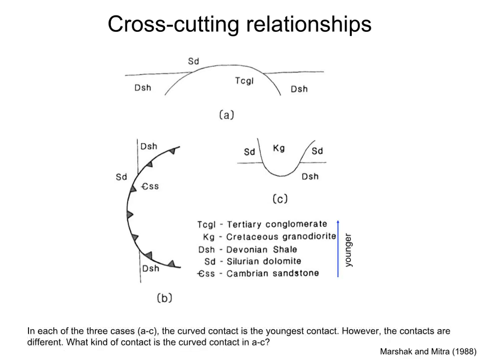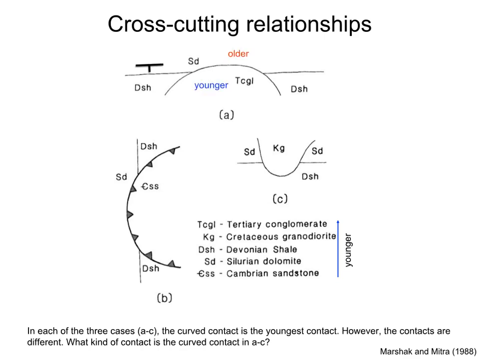In the 3 cases above, the rocks become younger up section from the Cambrian sandstone at the bottom, to the tertiary conglomerate at the top. Also, the curved contact is the youngest contact, since it covers or cuts the older straight contact. However, the nature of the curved contact is different in each case.